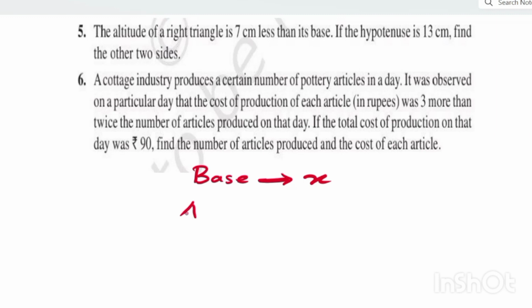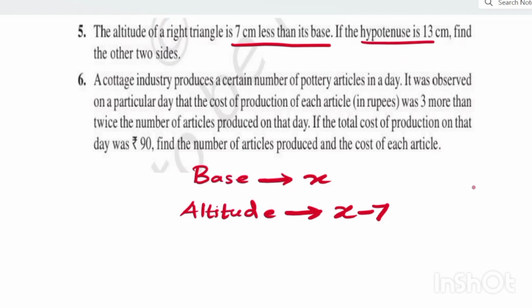Okay, so now what will the altitude be? The altitude will be equal to what they have given, 7 centimeter less than the base, which means it's x minus 7. Okay, 7 centimeter less than the base. So the base is x and it's 7 centimeter less, which means x minus 7. So in the next step they have given that the hypotenuse is 13 centimeter.